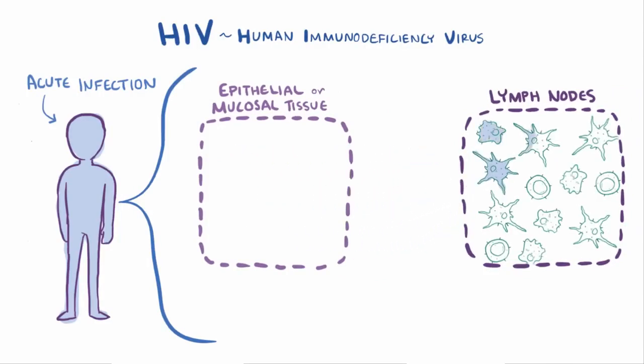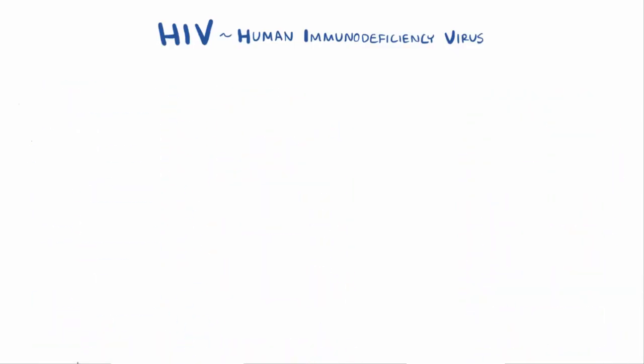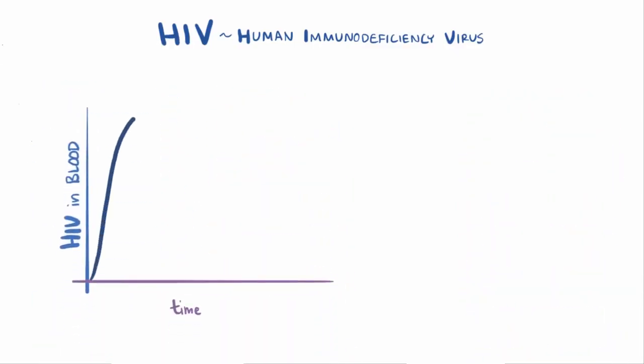And the R5 strain of HIV essentially has a field day, infecting T helper cells, macrophages, and more dendritic cells, which leads to a big spike in HIV replication and the amount of virus found in the patient's blood. Patients typically experience flu-like or mononucleosis-like symptoms during the acute infection.